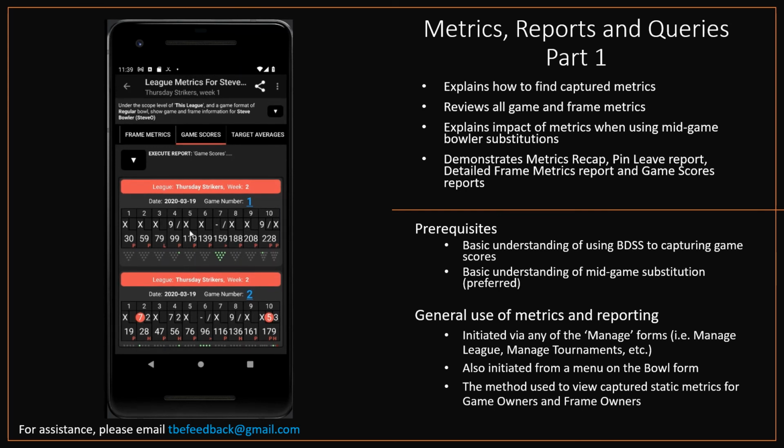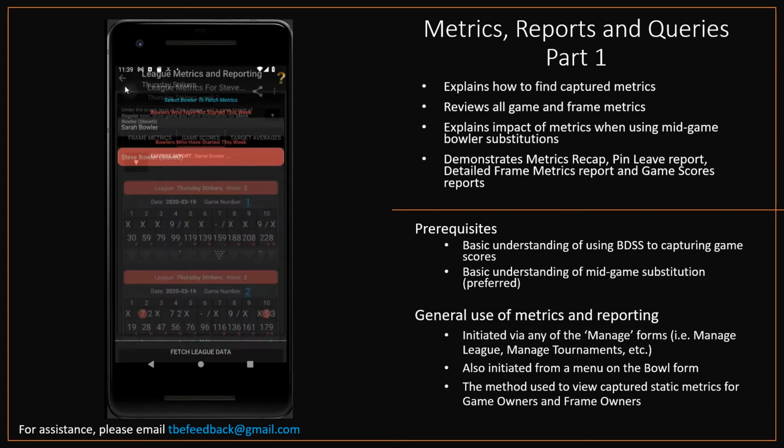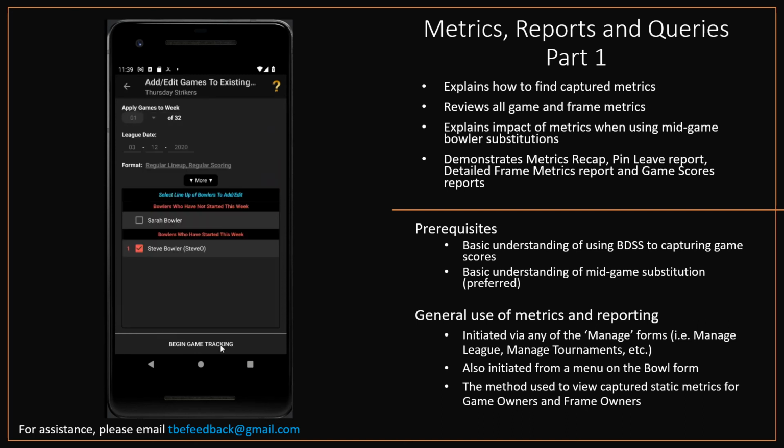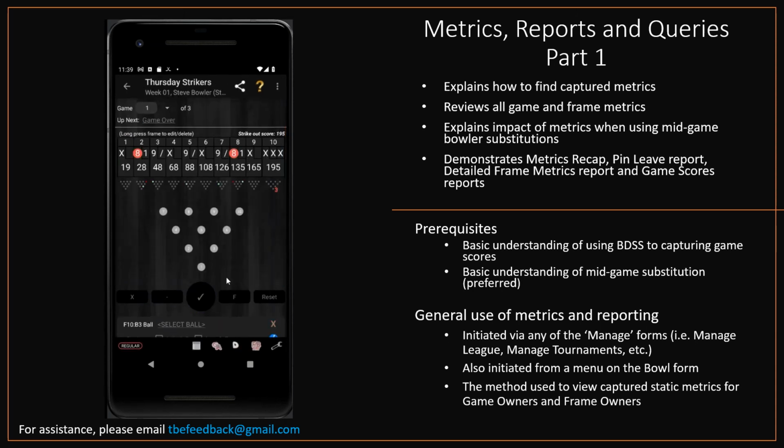And that's all the metrics and reports I wanted to show you in this video. One final thing, I mentioned you can get to the metrics and reporting form directly from a menu item on the Bowl form. So let me show you how to do that. Let's go back to Manage League, change action to add edit games for an existing week, and click Perform Action. Steve's already selected and that's fine. Click Begin Game Tracking. The Bowl form opens.